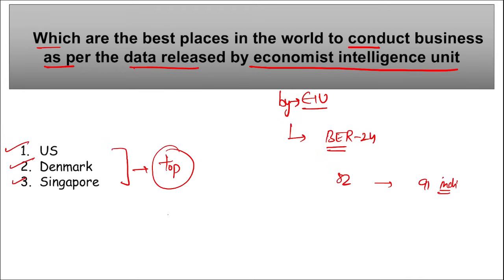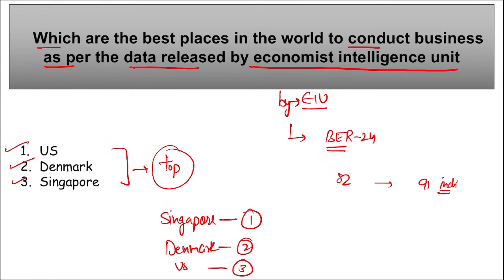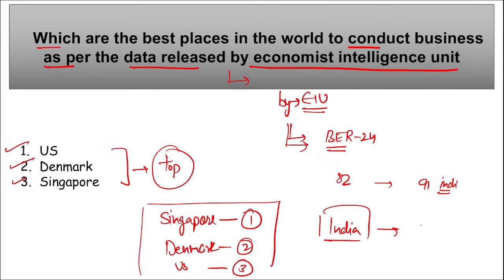If I ask you which is the best country in the world to conduct business, Singapore is on top. Singapore on first position, Denmark on second position and US on third position. Now in this data, a question can be asked: what is the rank of India if we talk about the best countries to conduct business globally, in the data released by the Economist Intelligence Unit in their BER report? So where does India stand? India stands at 51st position, right? Take a note of this.